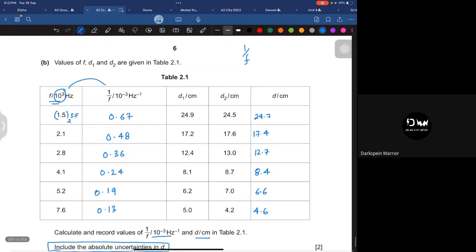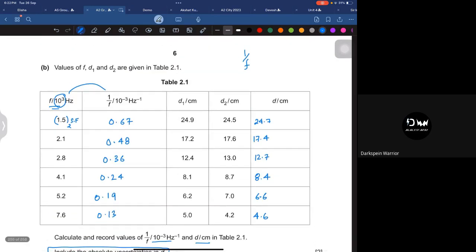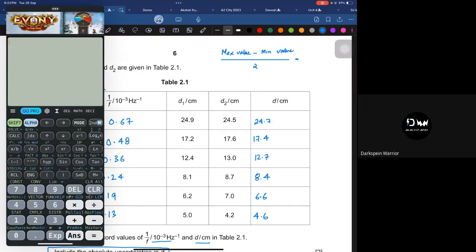Now, how do we find uncertainty? If you have two values like these, the formula for uncertainty is you do max value minus the minimum value, divided by 2. So you're going to subtract these values and then divide by 2. So let's do that. 24.9 minus 24.5 and divide by 2 is going to give me 0.2. So plus minus 0.2. Get it, everyone?